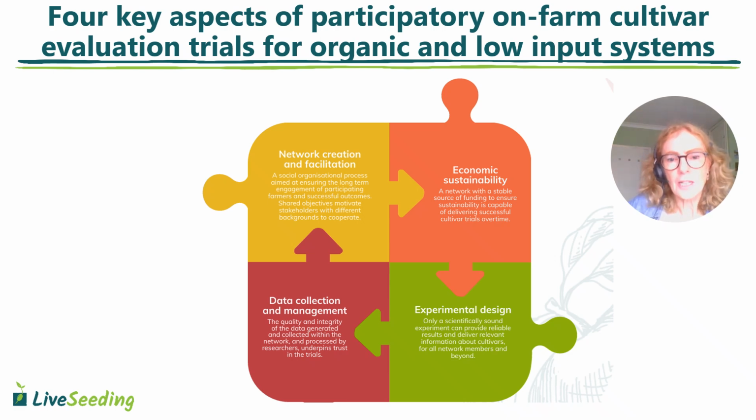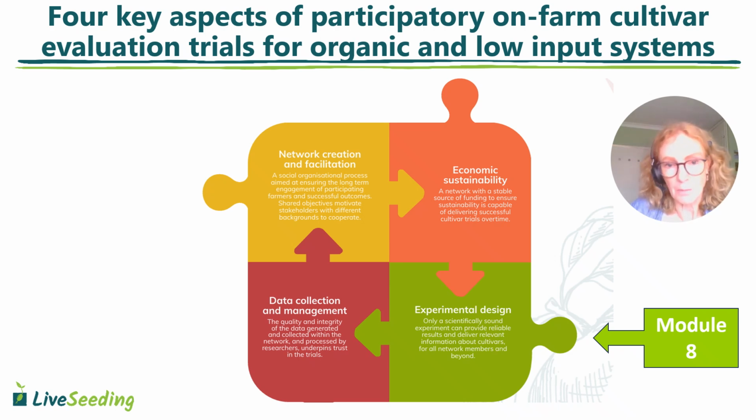So just to refresh our minds on what we're going to be doing in this particular module. You can see this image, which is taken from one of the outputs of the Live Seed project, which was a predecessor to Live Seeding. We'll talk quite a bit more about that during this module. This shows the 4 key aspects of participatory on-farm cultivar evaluation trials for organic low input systems. You'll see in the bottom right there, experimental design. That's what we're really going to focus on in this particular module.